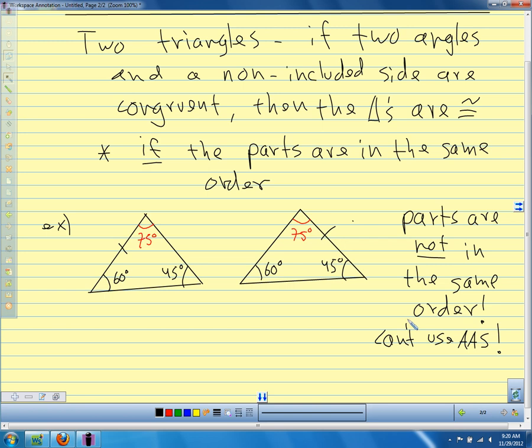Questions on that example? All right, so what I want to do next is I'm just going to draw up some triangles with angle, angle, side, and we'll decide, can we use angle, angle, side, or can we not use angle, angle, side? Yeah, Chris.